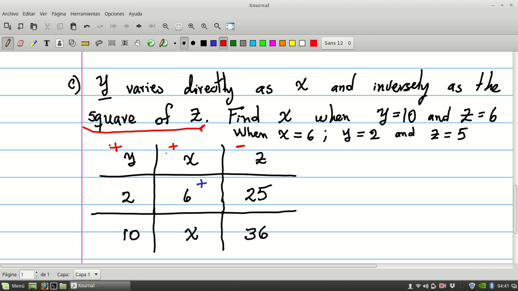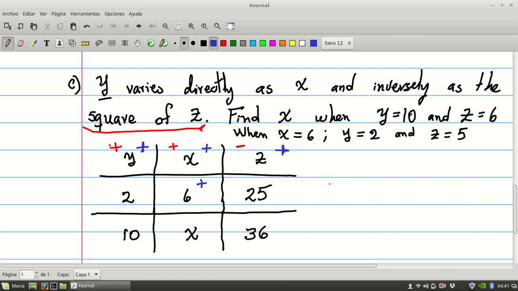So if x increases, I'm gonna use blue. If x increases, what is gonna happen if z is a constant is that y is going to increase. Okay? Because y increases with x. But what happens if I want to have y as a constant? If x increases, to have the same proportion, and y will be constant, so z needs to increase as well.